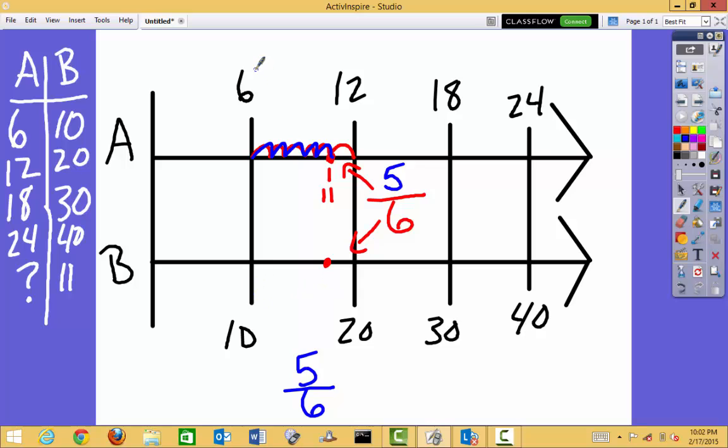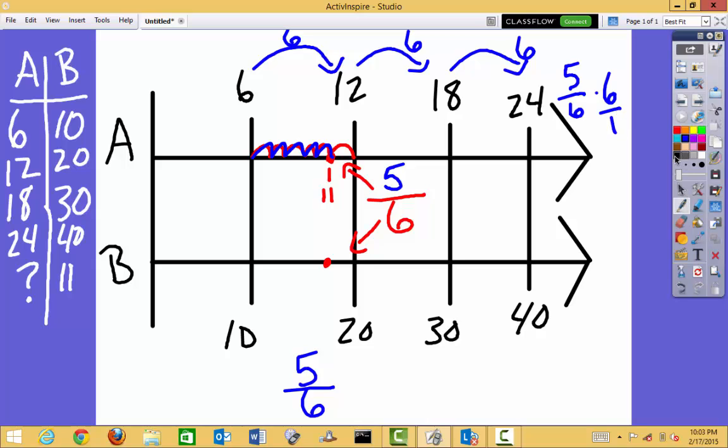This top part is always increasing by 6. So it's easy to find 5/6 of 6. 5/6 times 6, put that over 1. I will get 30/6, which equals 5. This makes sense because this is 1, 2, 3, 4, 5. 5 plus 6, that's that 11.